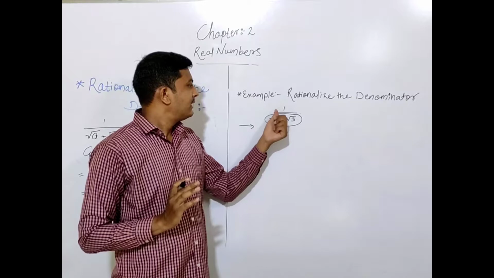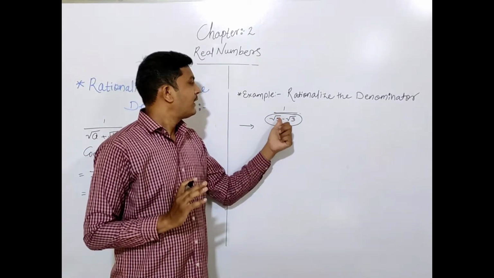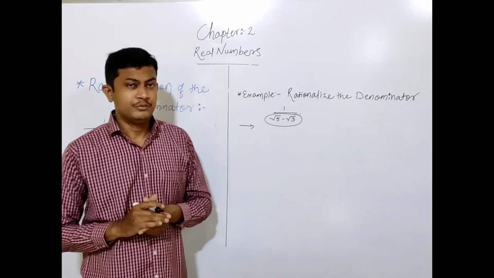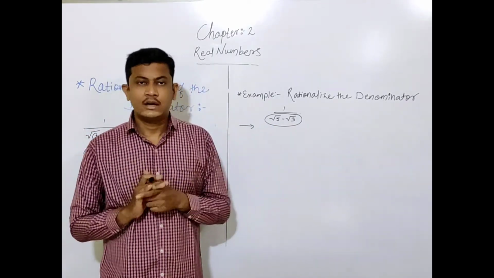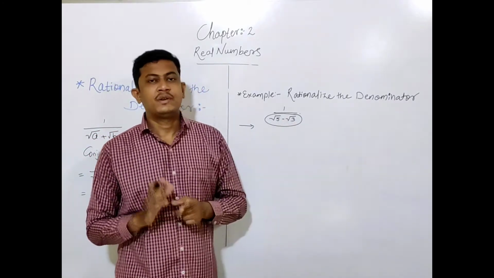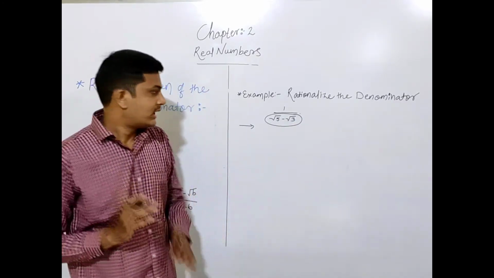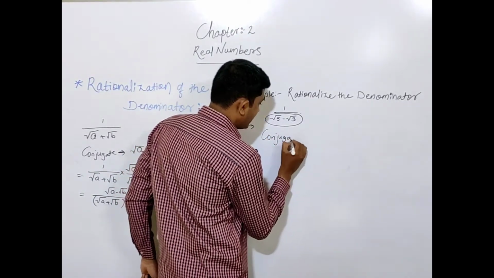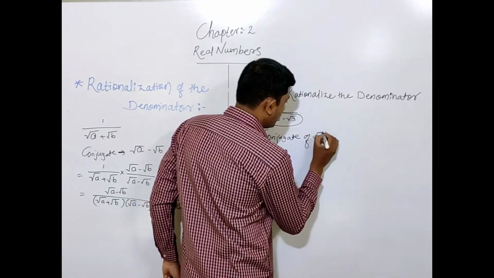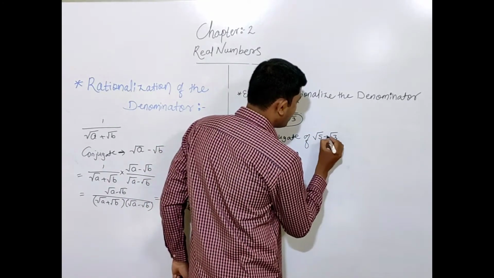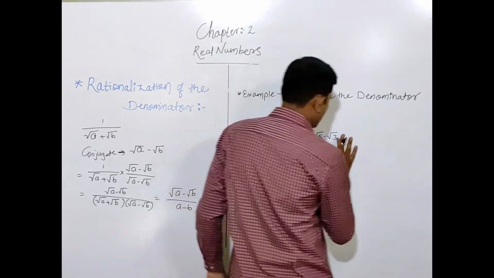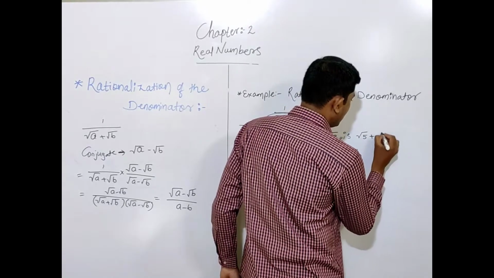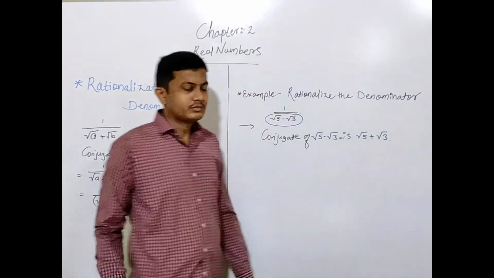In this example, the example is 1 upon root of 5 minus root of 3. Here the denominator is root of 5 minus root of 3, which is a binomial quadratic surd. If it is a binomial quadratic surd, first of all we have to find its conjugate. The conjugate of root of 5 minus root of 3 is root of 5 plus root of 3.